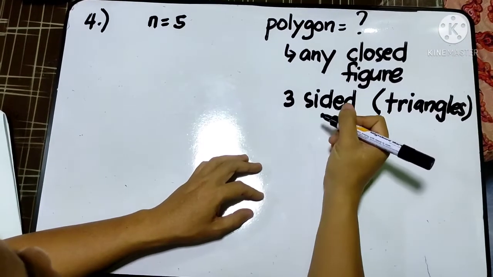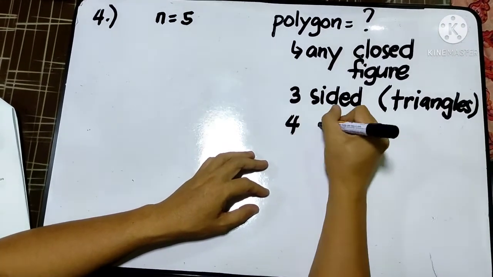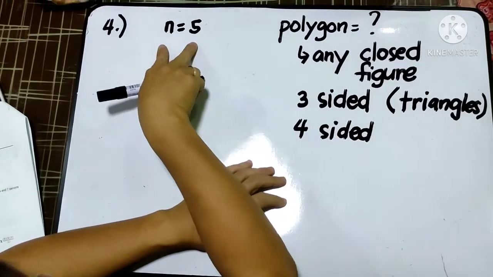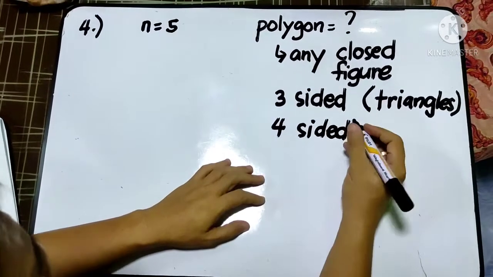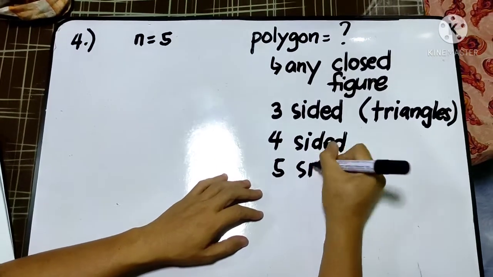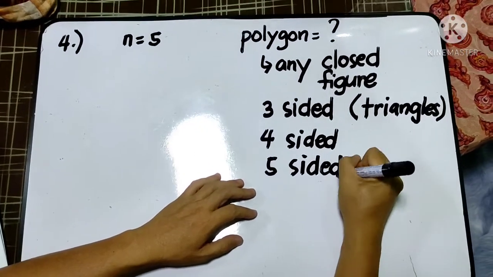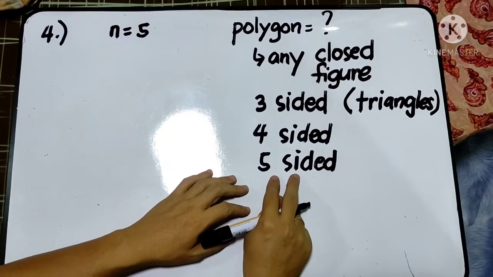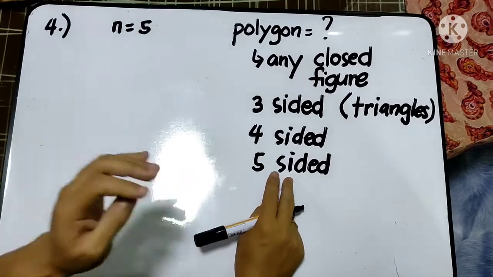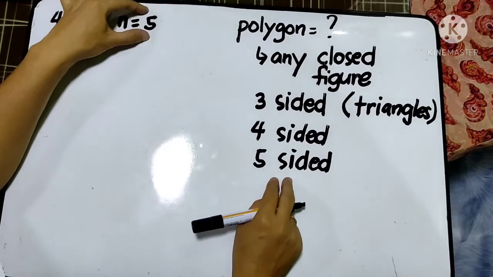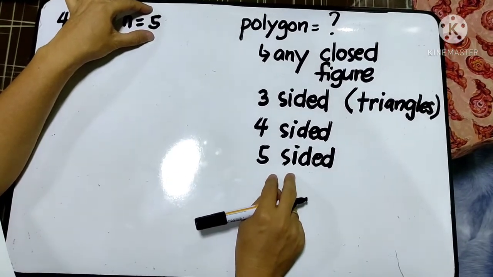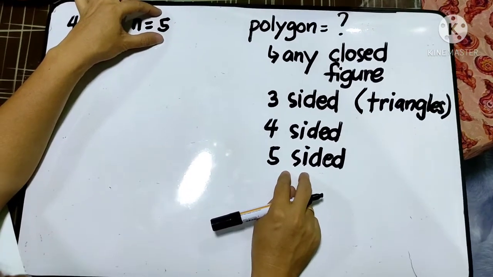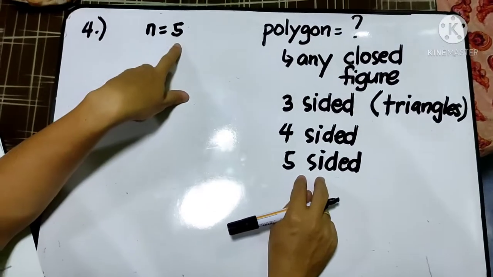Okay? Then, pwede rin 4-sided, dahil meron ka namang 5 points. Then pwede ring 5-sided. Pwede bang 6-sided? The answer to that is no. So since you are given only 5 points, the highest number of sides that you can have in a polygon is also 5.